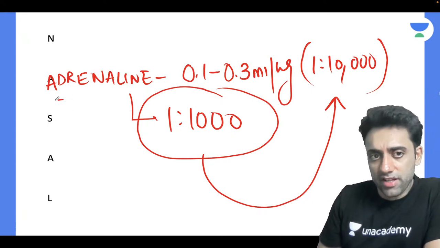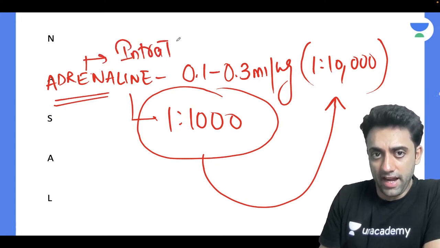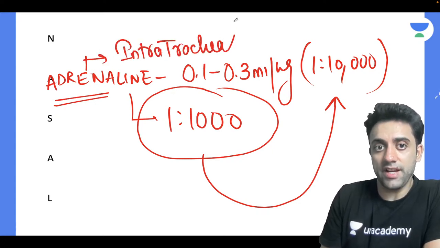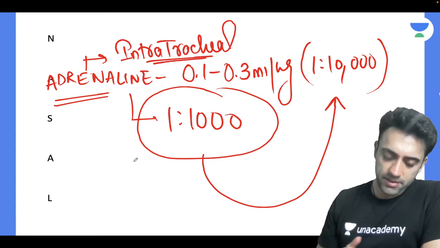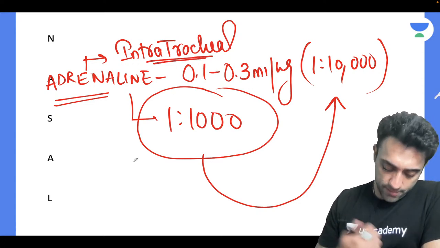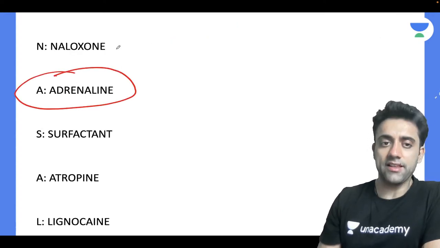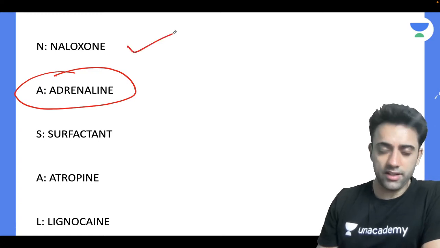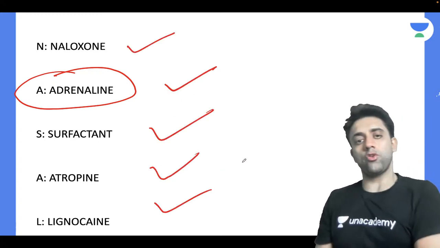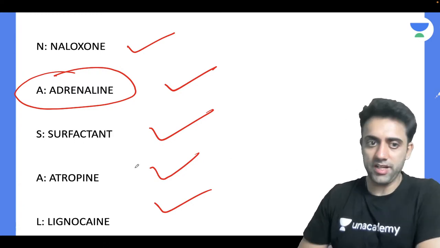Okay. And can we give adrenaline intratracheal? Anyone? What do you think? Obviously, very beautifully, Osama has already told. Yes, adrenaline can be given intratracheal, and the drugs which are given intratracheal, the mnemonic is NASAL: naloxone, adrenaline, surfactant, atropine, and lignocaine.